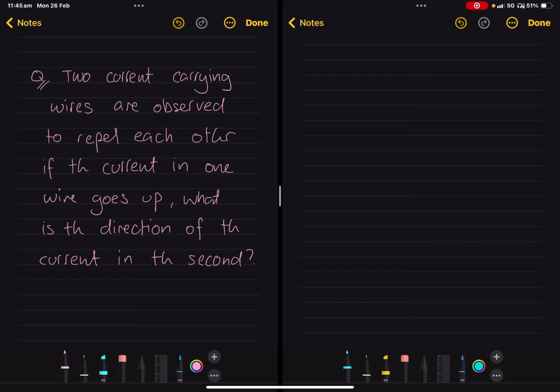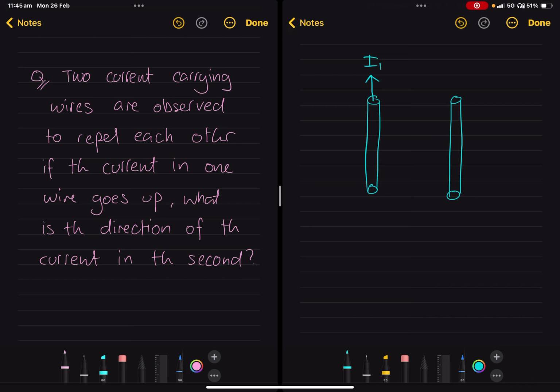All right, so let's draw a little diagram. Let's draw two current-carrying wires. We have one here, we have one here. Now we are going to assume that they are parallel. This is an assumption we're allowed to make in this type of question. We're told the current in one of them goes up. So the current here, I1, goes up.